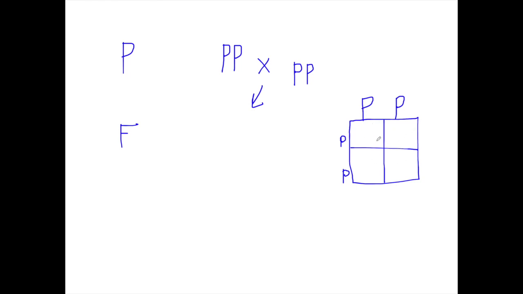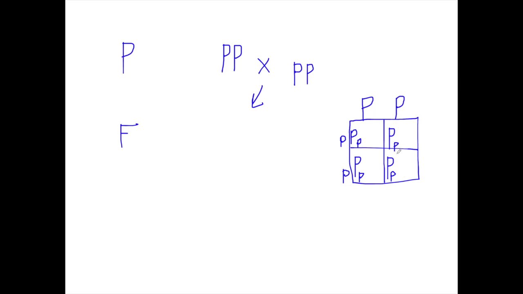So for example, this square here, what we have outside of it is an uppercase P and a lowercase p. This square, we have outside of it an uppercase P and a lowercase p. The same for this square, and the same for this last square: an uppercase P and a lowercase p.